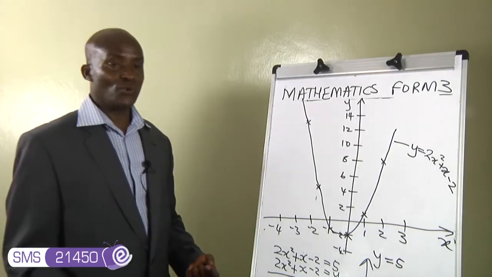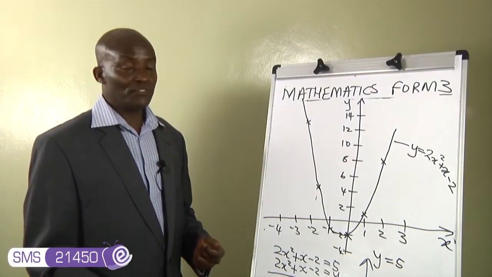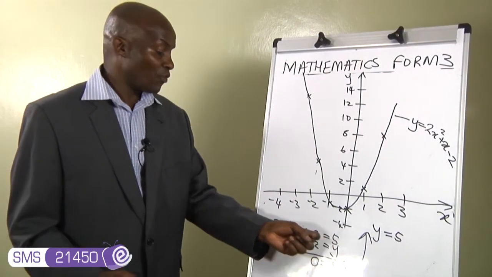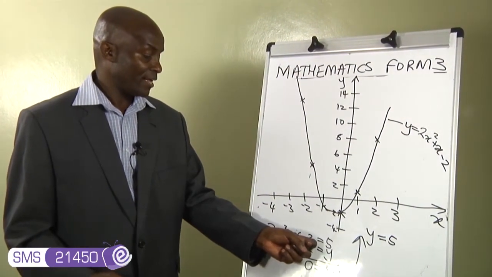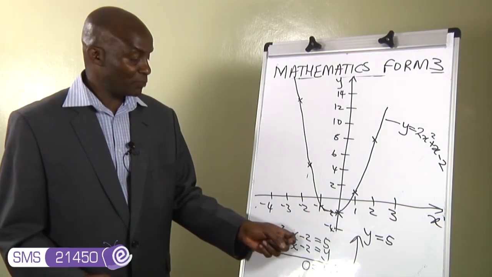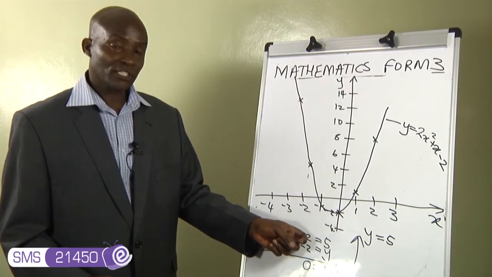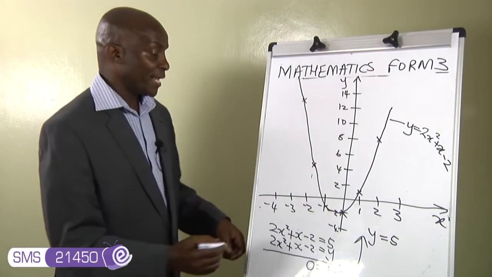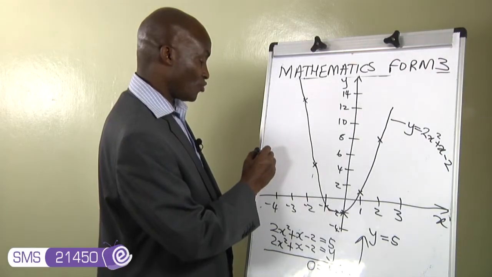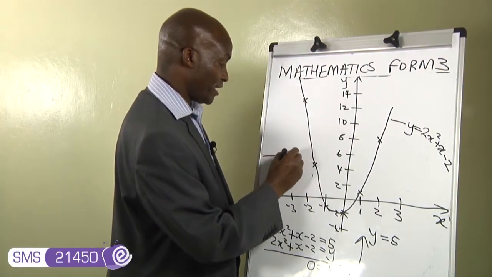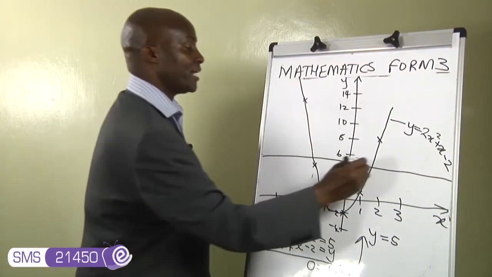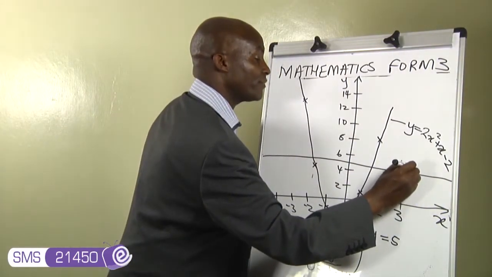So what do I need to do with that? That gives me the line that will solve this equation here. You see, on this side, we have y, which is 2x squared plus x minus 2. So if I draw the line y is equal to 5, it will be this line here. This is the line y is equal to 5.